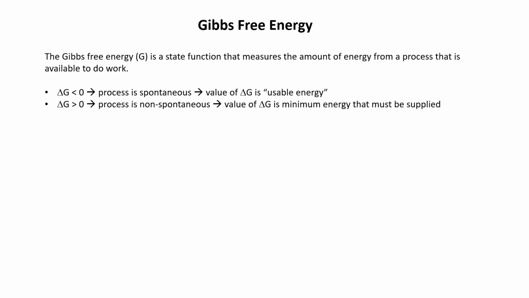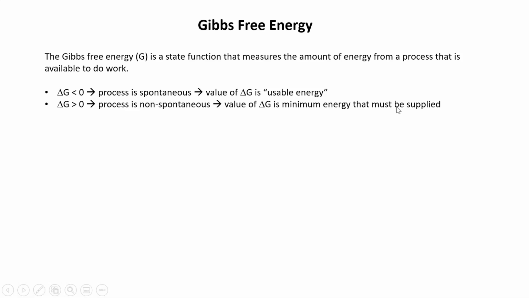Okay. So if delta G is greater than 0, now you're talking about a non-spontaneous process. Okay? So when the change in the Gibbs free energy is positive, the process is not going to be spontaneous. And now the magnitude of delta G, now that we've accounted for the sign, is going to tell you the minimum amount of energy that you're going to have to put into the system to make it go.